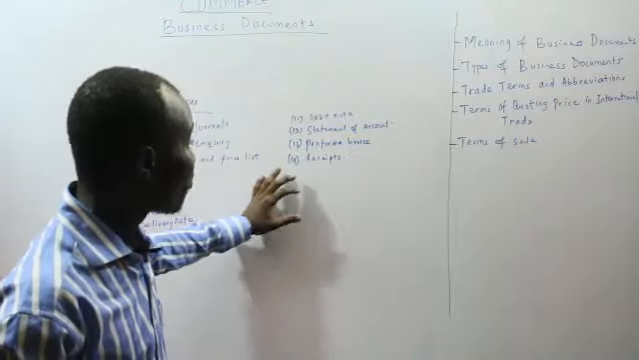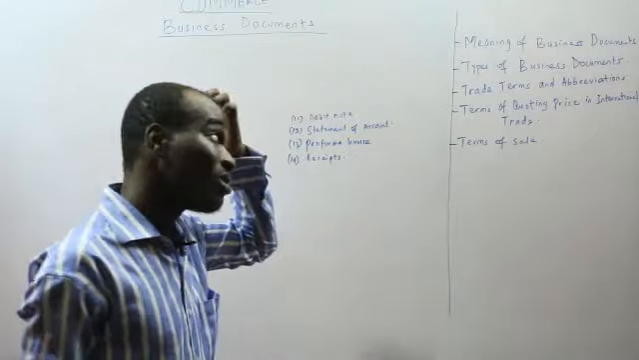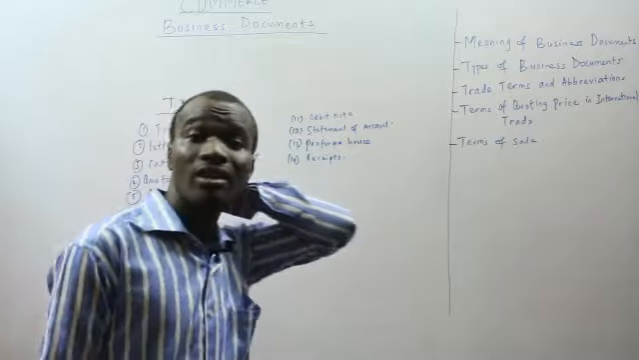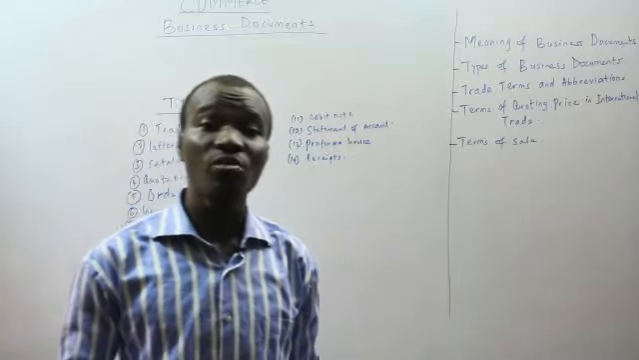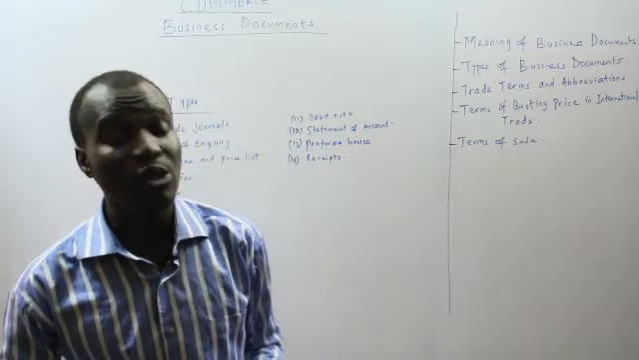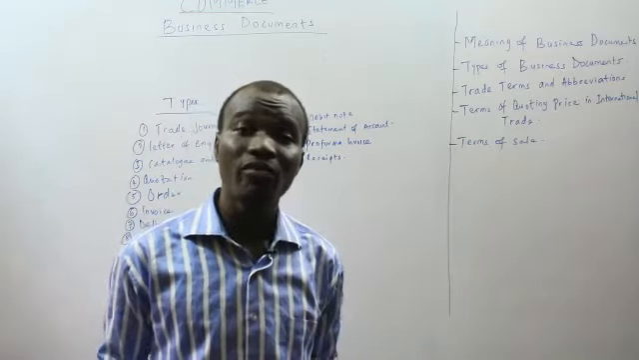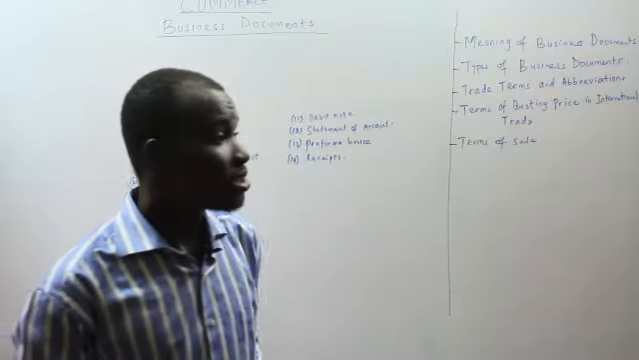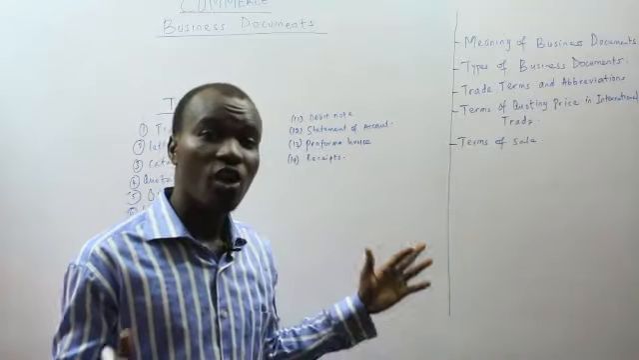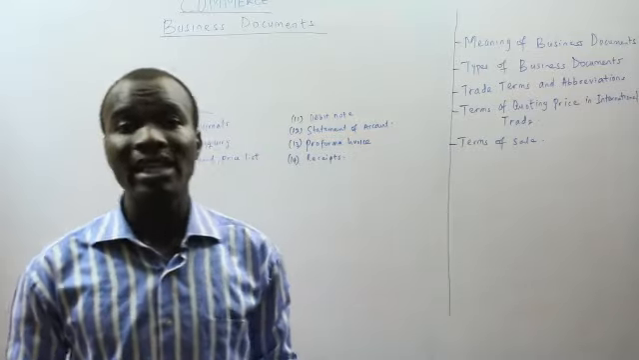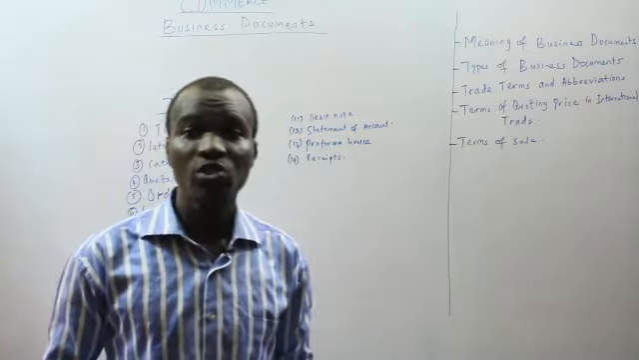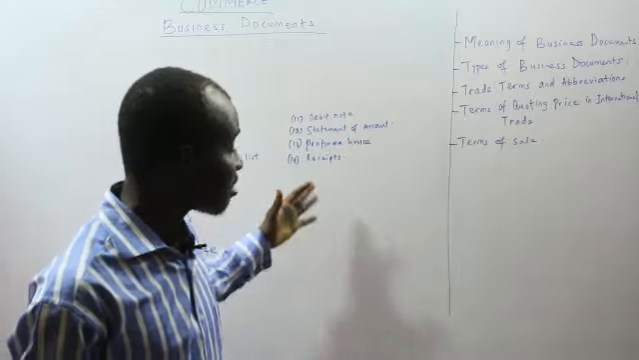Now, the next document we have is the receipt. Well, an interesting one, receipt. So a receipt is usually what shows the evidence of payment. It's a document used to show that the buyer has paid for the goods sold to the buyer. It's used to show that payment has been made by the buyer to the seller. That's what the receipt is used for.